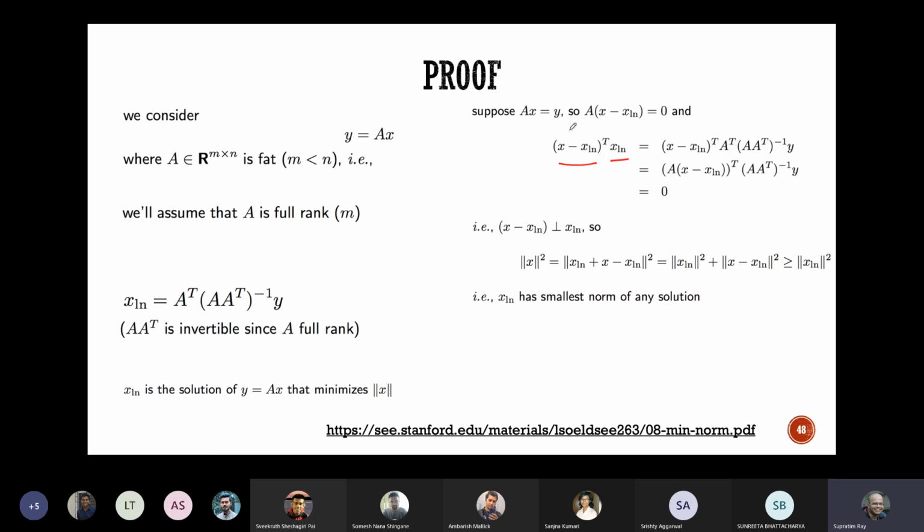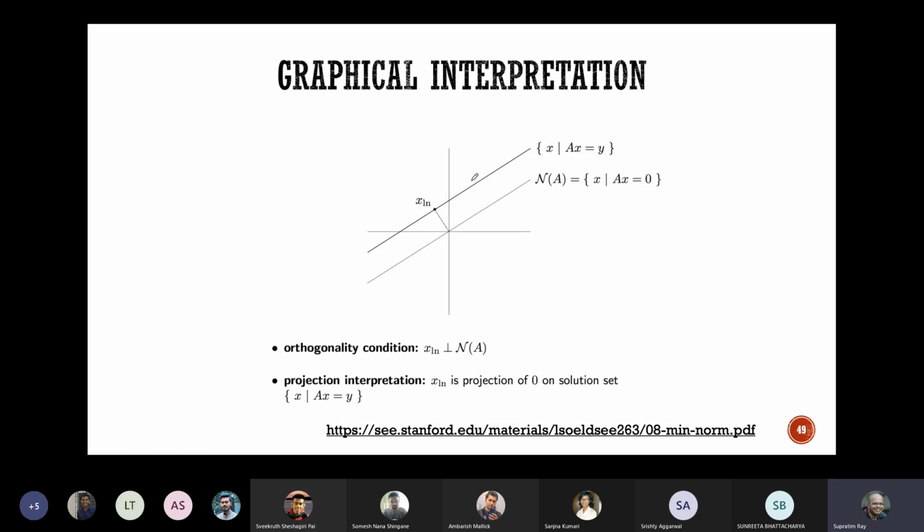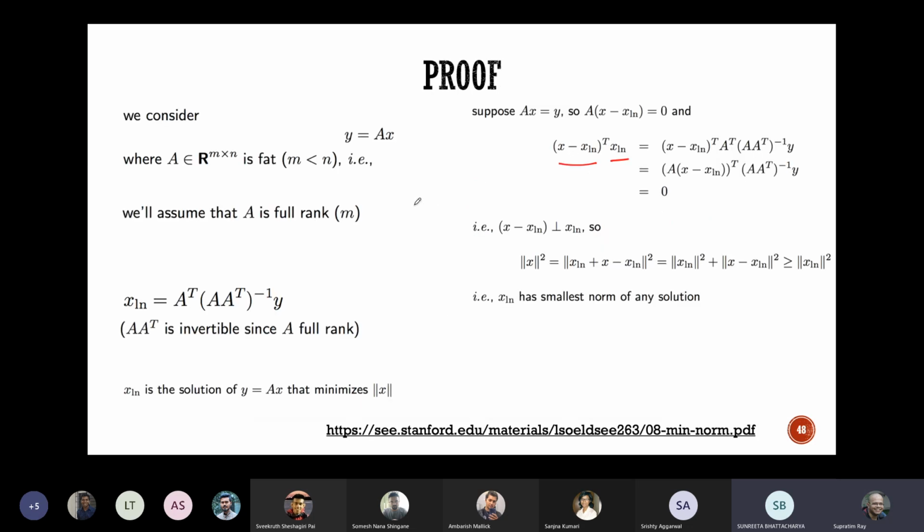So if I take any x here, this part is x minus x_ln. This lies in the null space because A of x minus x_ln is 0, because Ax equal to y and Ax_ln is also equal to y. So x minus x_ln lies in the null space, and it happens to be orthogonal to x_ln. That is shown here.